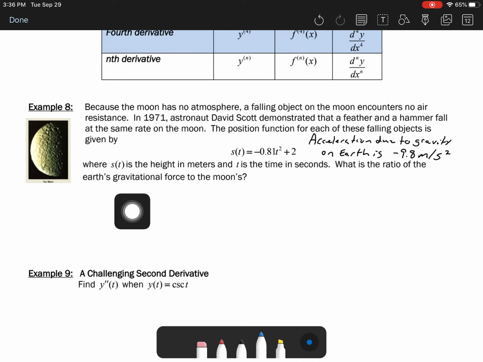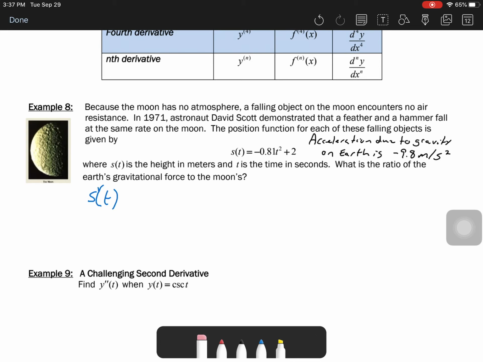So what's the ratio of the Earth's gravitational force to the moon's? They kind of expect us to know some things here. So something that we do need to know is that acceleration due to gravity on Earth is negative 9.8 meters per second squared. And to figure out the ratio of the gravitational force, what we really want to do is compare the acceleration due to gravity on Earth compared to the acceleration due to gravity on the moon. And to get that acceleration on the moon, they've given us the position.